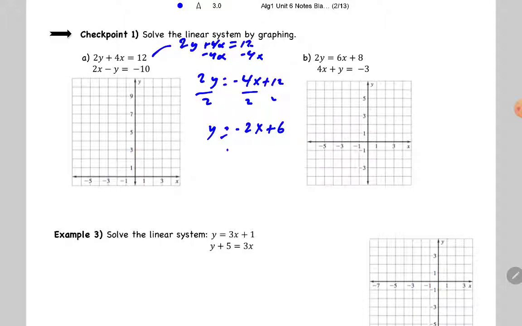Slope is negative 2, y-intercept is 6. So graph our y-intercept first by going up 6 and make a dot. And then we're going to follow our slope: down 2, right 1, down 2, right 1, down 2, right 1. And we can also go backwards: up 2, left 1, up 2, left 1.